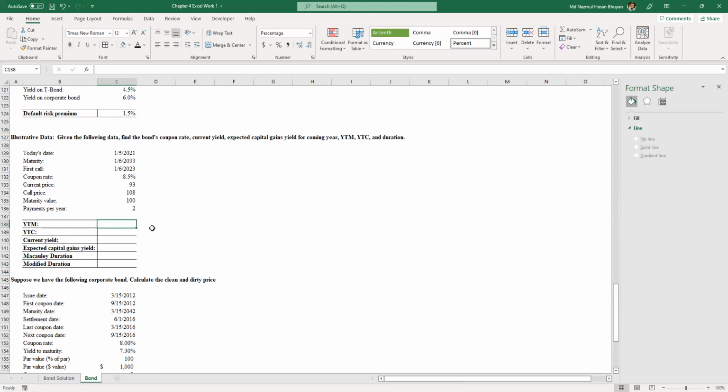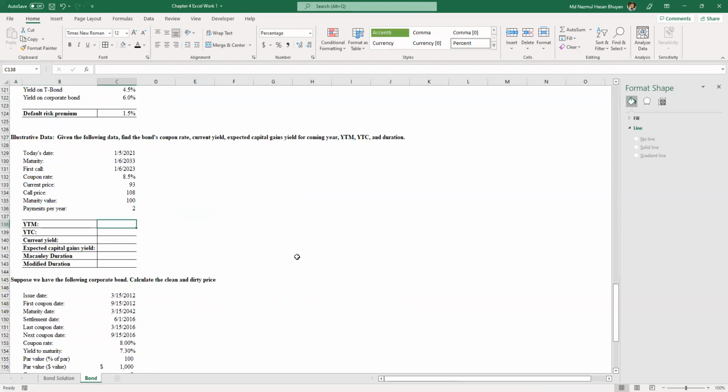Okay, now here we know a specific date at which this bond will mature, and then the specific date when we are going to make our investment, the specific date when the bond can be called for the very first time. Then we know our coupon rate, we know the current price of the bond, we know the call price of the bond, and then we know the maturity value or redemption value of the bond, and we know at what frequency we are going to receive payment in a year.